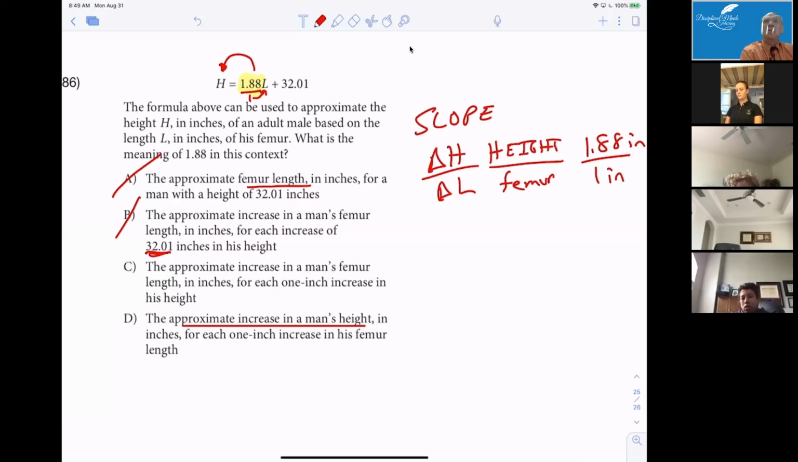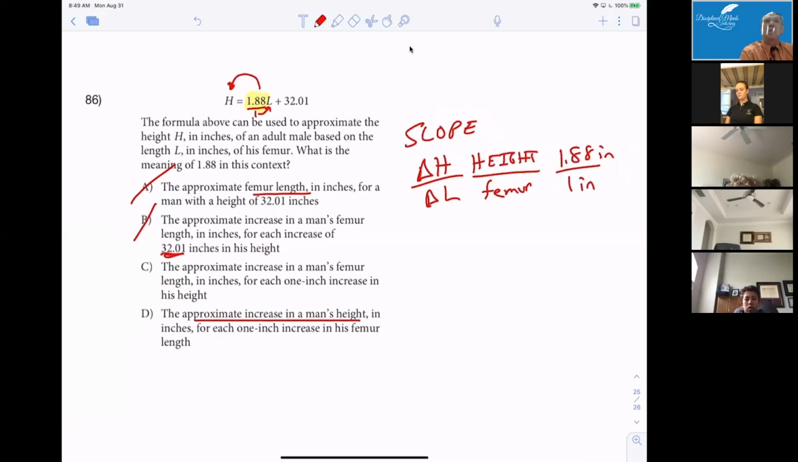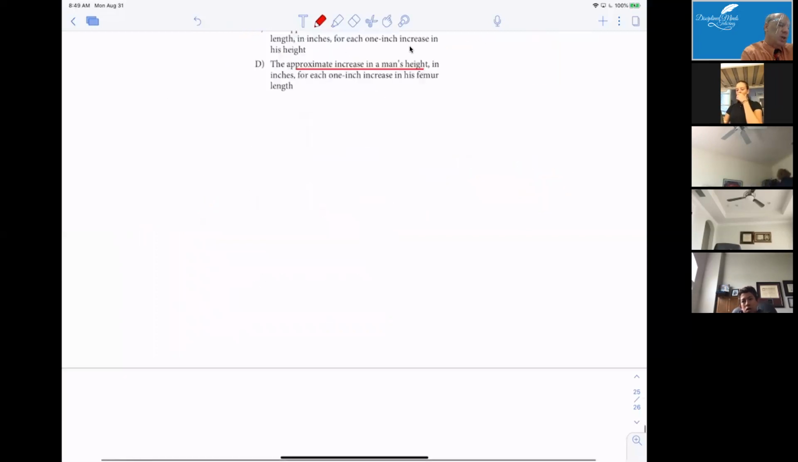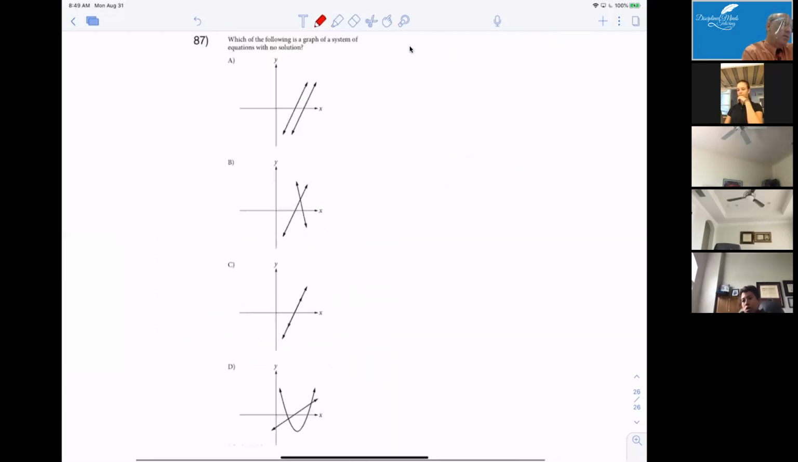Come on, guys, look how simple I can make that for you if you paid attention. All right? 1.88 over 1. The 1.88 refers to the height. The 1 refers to the femur. All right, that's a brilliant question. Hopefully you understand.